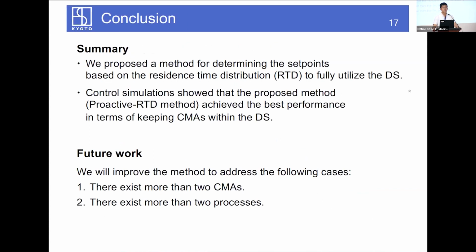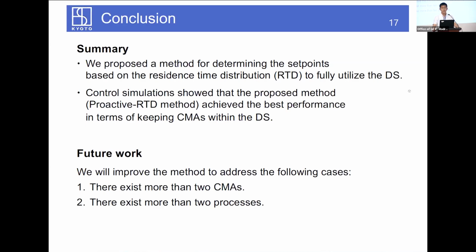I'd like to summarize the points of my presentation and give a glimpse into future work. We propose a method to predict the CMA1 at the downstream process outlet at a future time based on residence time distribution from CMA1 in the upstream process, and to determine the CMA2 set point on DS based on CMA12 at time t plus 0. Control simulation results show that the proposed method, proactive RTD method, is the best in terms of keeping CMAs within DS.